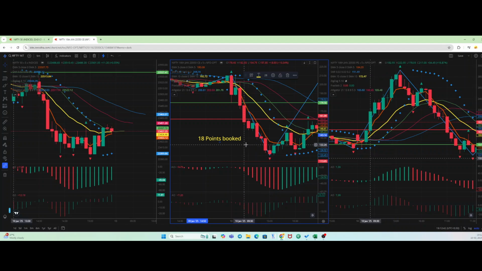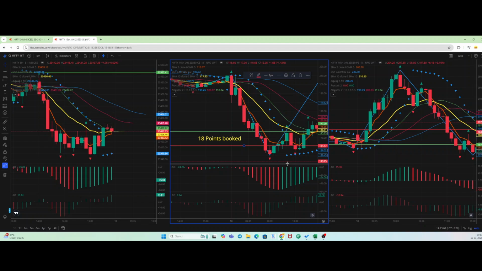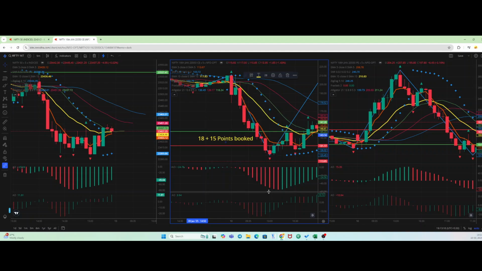Next, if you see, the Awesome oscillator and accelerator indicator, everything is supporting. Hence below this green candle, we put a stop loss trigger order once again, which got triggered at 147. Then straight away I trailed it up to this one, means 131. 147 to 131 is near about 15 points. So 18 plus another 15 points we booked.